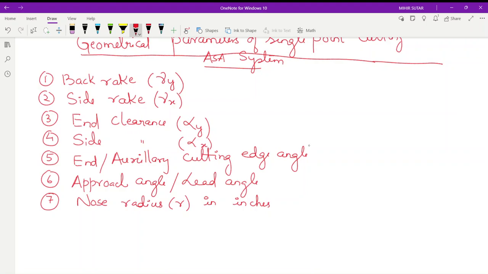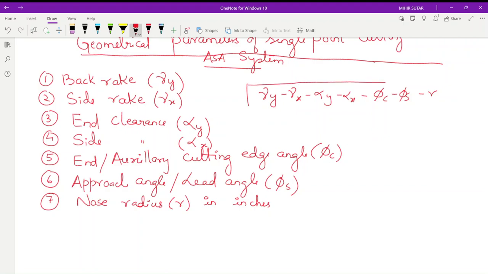End cutting edge angle is denoted by phi c. Approach angle is denoted by phi f. And nose is in radial. So now what we get, the sequence to remember: gamma y, gamma x, alpha y, alpha x, phi c, phi f, and r. This is the nomenclature of your ASA system. If you remember this sequence, whenever a problem is given to you, you can get the data.